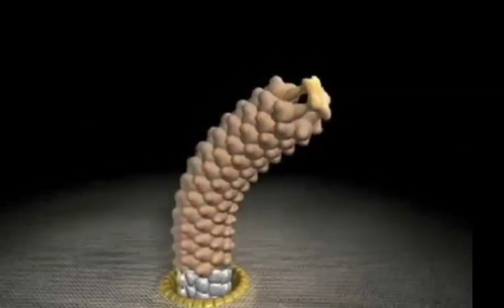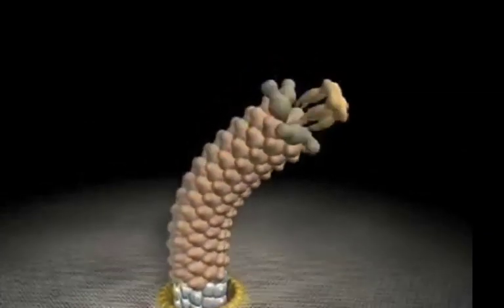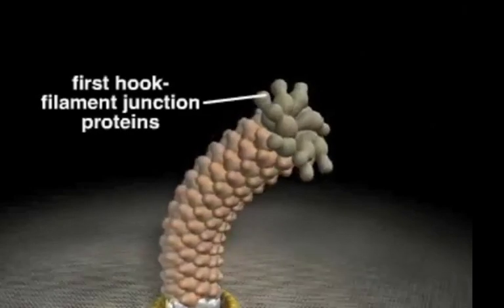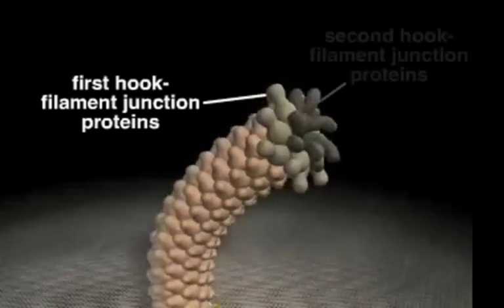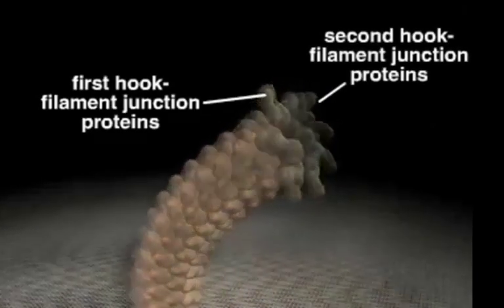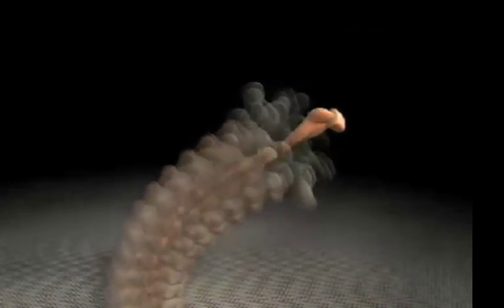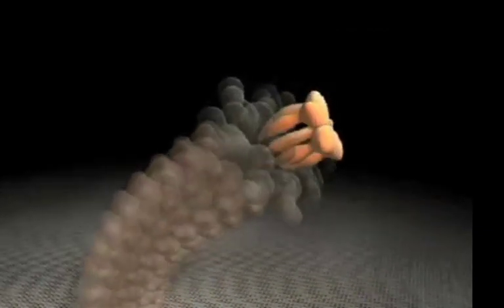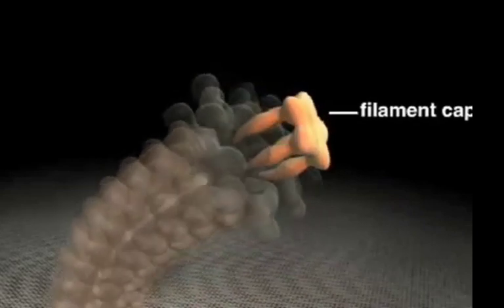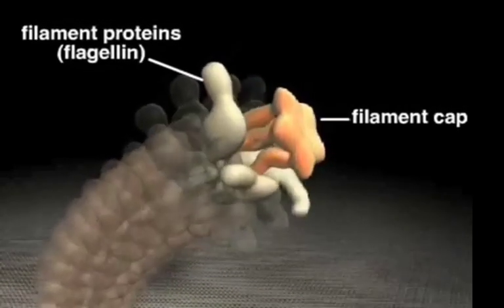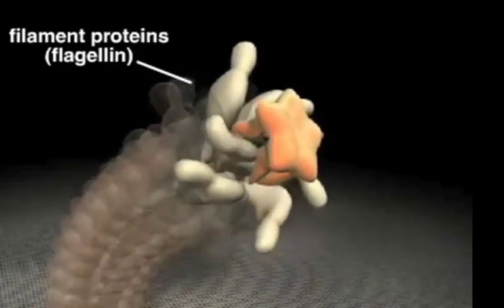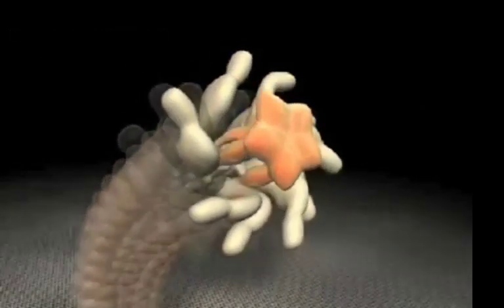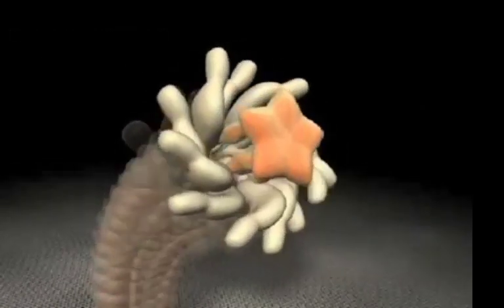After the hook is assembled, the hook cap dissociates, and a series of junction proteins assemble between the hook and future filaments. Finally, yet another cap is built, and filament proteins assemble. Like the rod and hook proteins, they travel through the hollow channel inside the filament to reach the distal end.